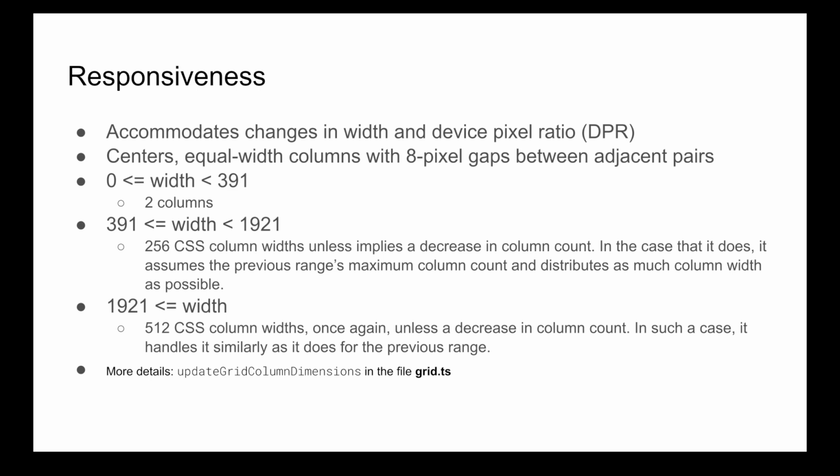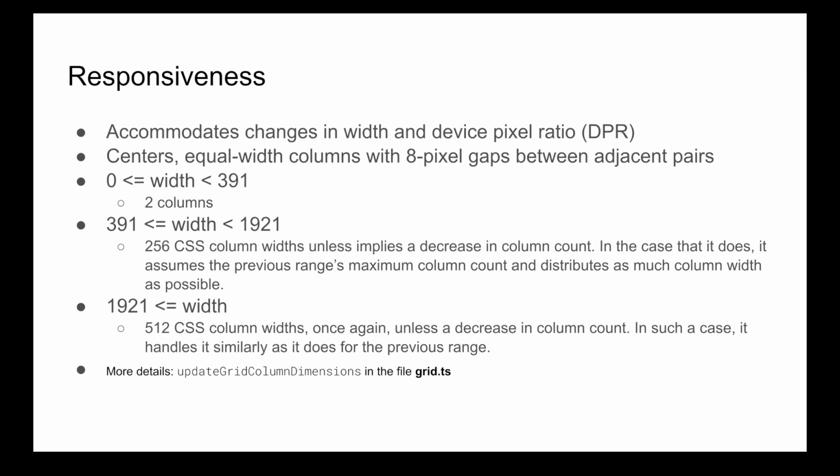For visual viewports that are equal to or greater than 391 pixels, but less than 1,921 pixels, it allocates a width of 256 CSS or logical pixels unless it would imply a column count that's less than the maximum column count of the previous range, namely 2. In that case, it assumes 2 columns and allocates as much width as it can to them.